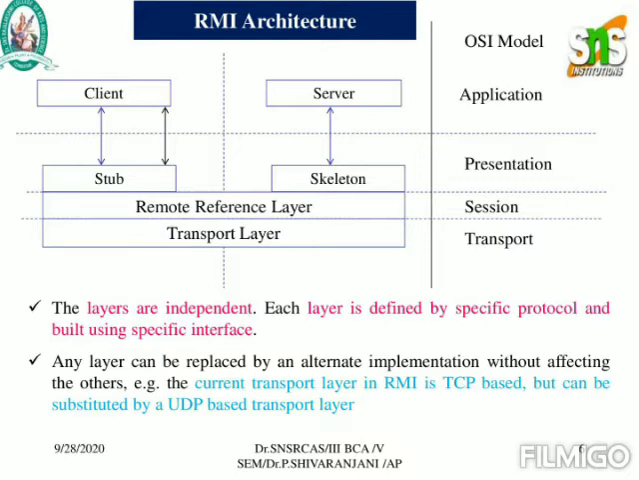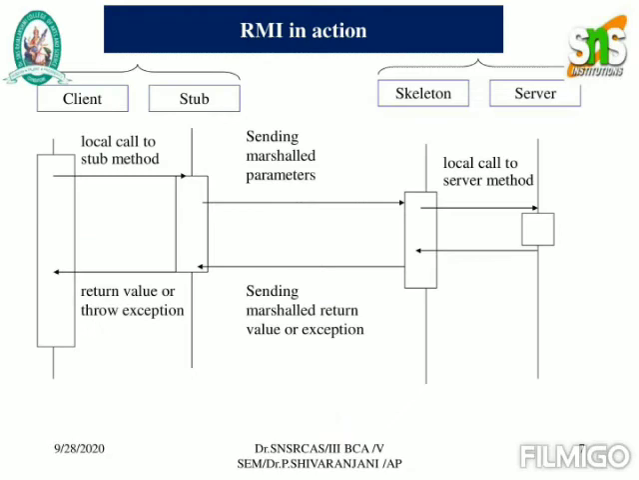Here the layers are independent, and each layer is defined by a specific protocol and built using specific interfaces. Any layer can be replaced by an alternative implementation without affecting the others. For example, the current transport layer in RMI is TCP based, but you can also substitute a UDP based transport layer. This is also possible in your RMI application. That is the main flexibility available in RMI applications.